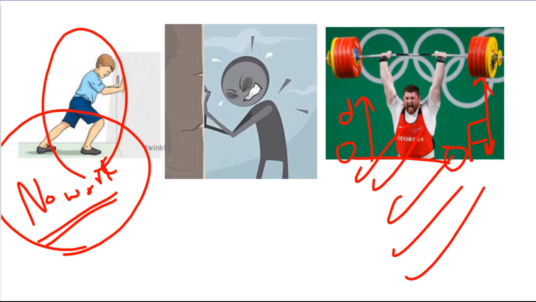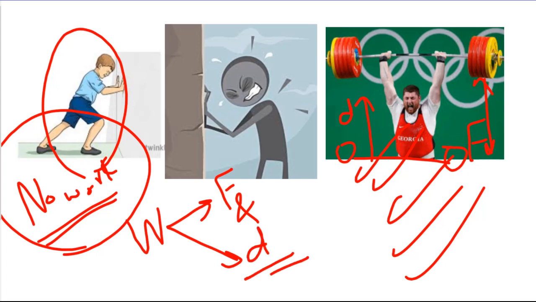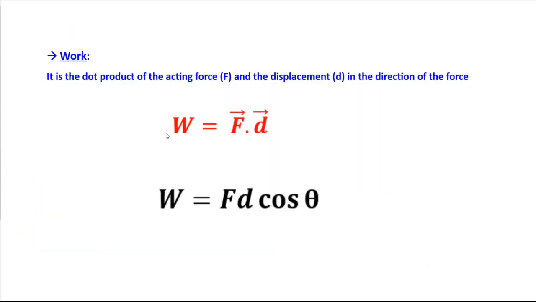So the conclusion for that: when a force acts on an object to move it through a certain displacement in the direction of force, it is said that the force does work. If the object doesn't move, there is no work. If we have no force, there is no work. Work needs two things: force and displacement. So we need to have a definition for work in physics. Work is said to be the dot product of the acting force and the displacement d in the direction of force.